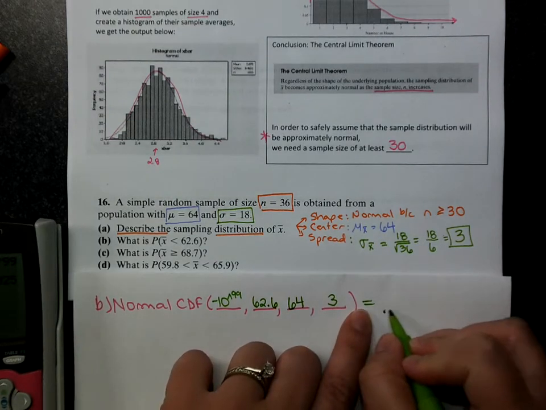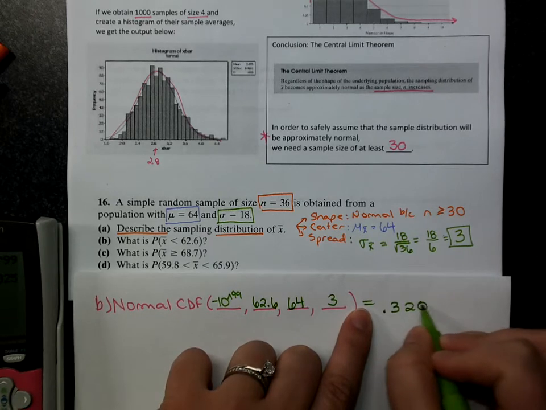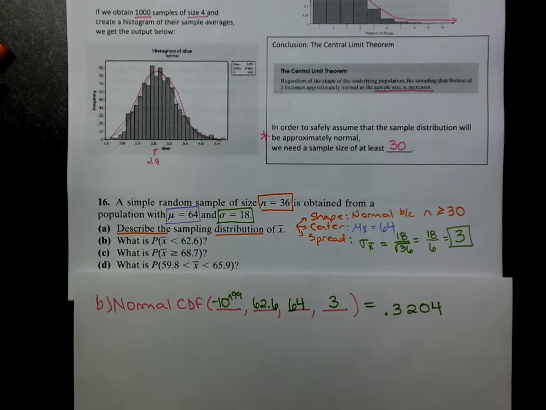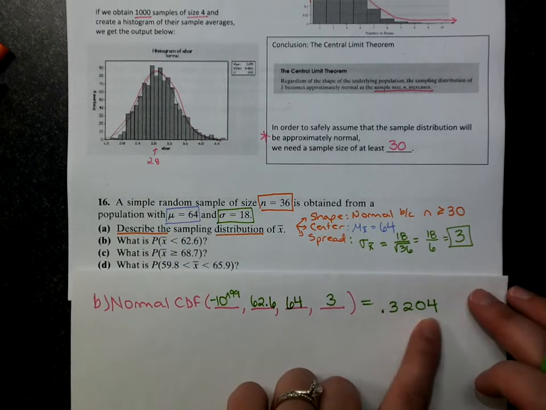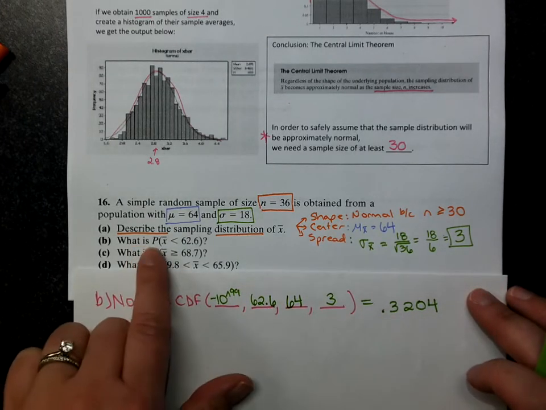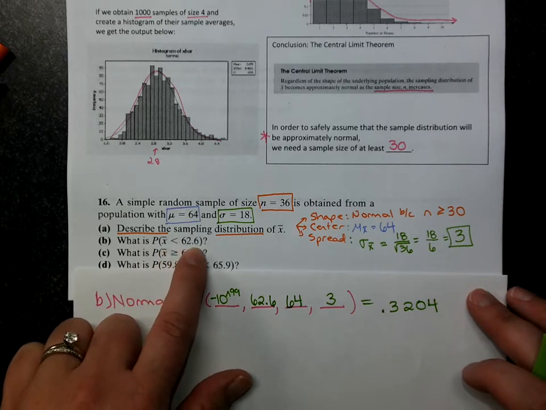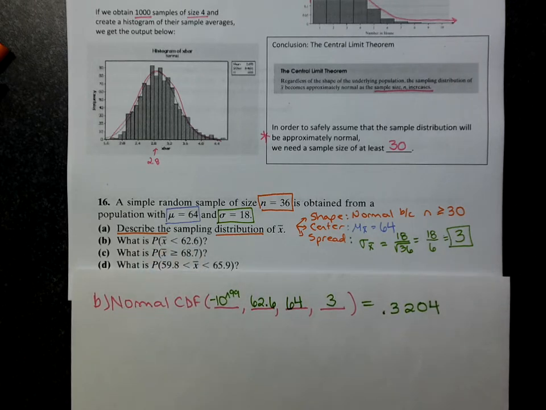And that gives us 0.3204. So it's the same conclusion as chapter 7. There's a 32% chance that our sampling distribution will be less than 62.6. So same interpretation from chapter 7. Let's look at part C.